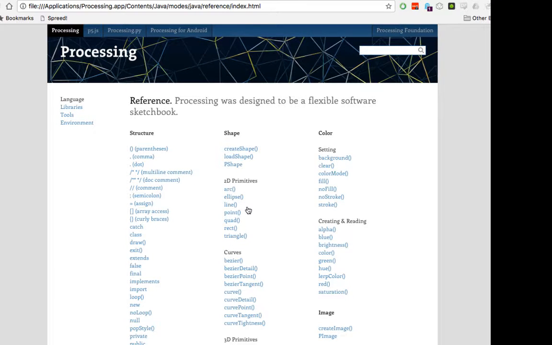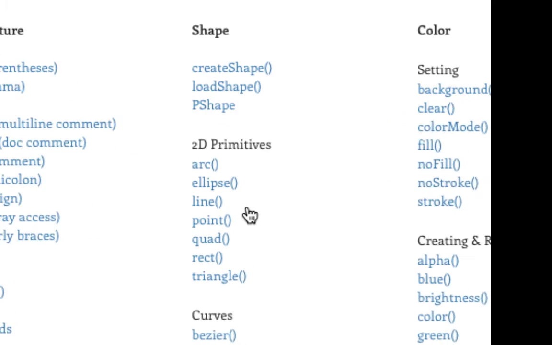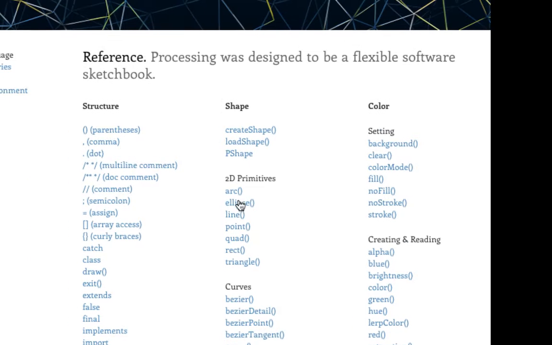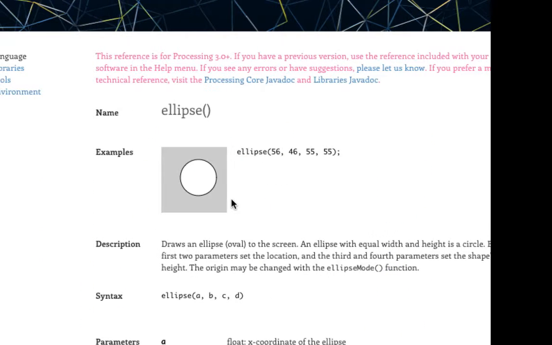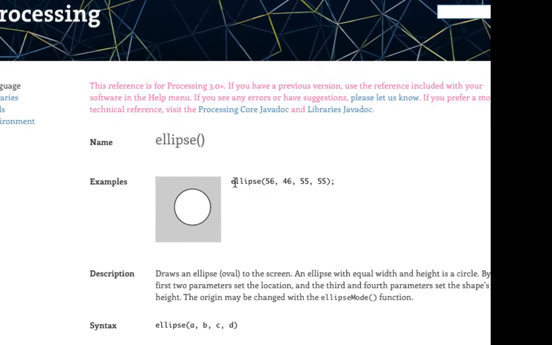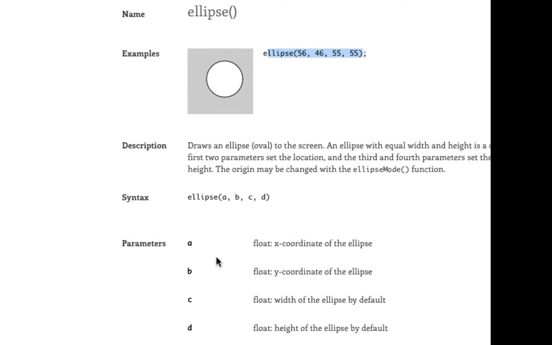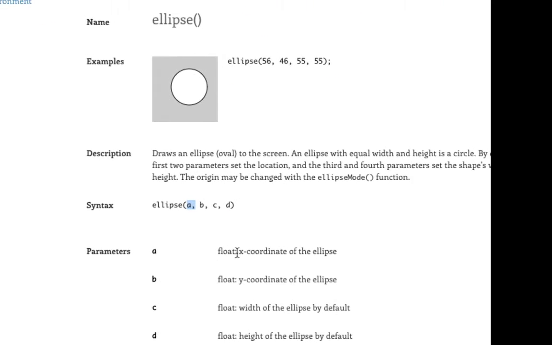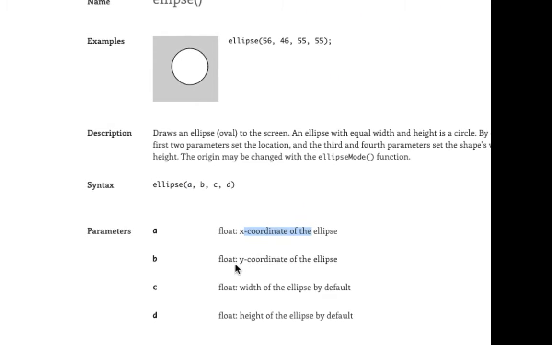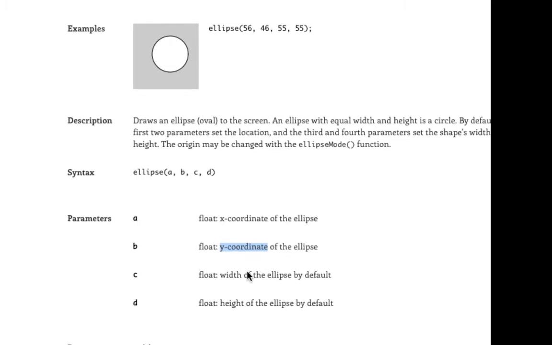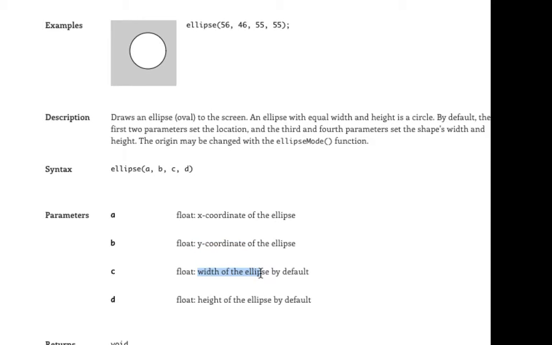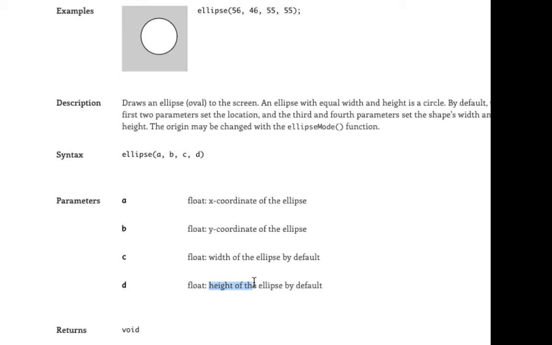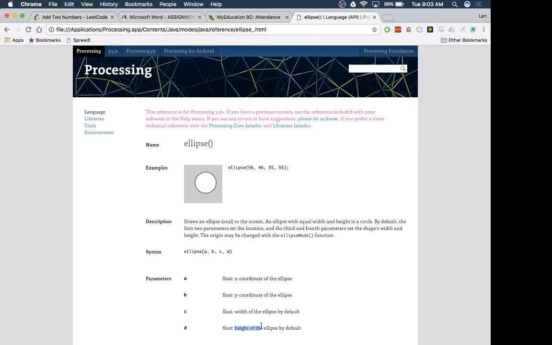So let's draw one of those. Which one should we draw? Let's draw ellipse. And by the way, feel free to click on any of these to get a little bit more information. They show you examples, and they tell you what the different parameters mean. So the first parameter means the x-coordinate of the ellipse. The second is the y-coordinate. And then the third is width, and fourth is height. And you'll just kind of get used to these things.